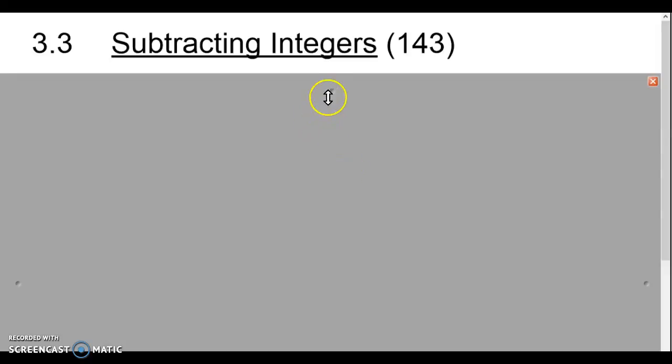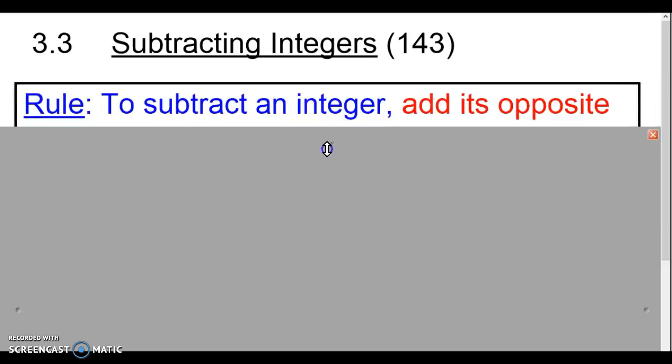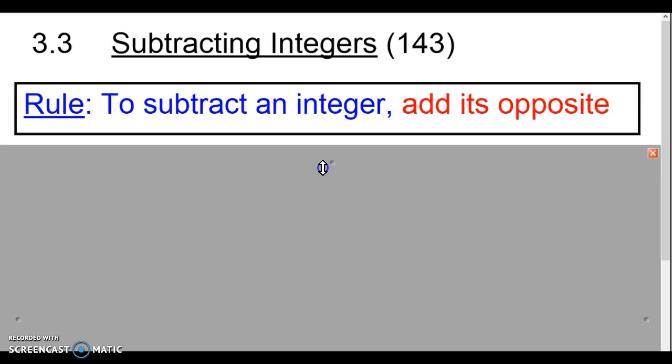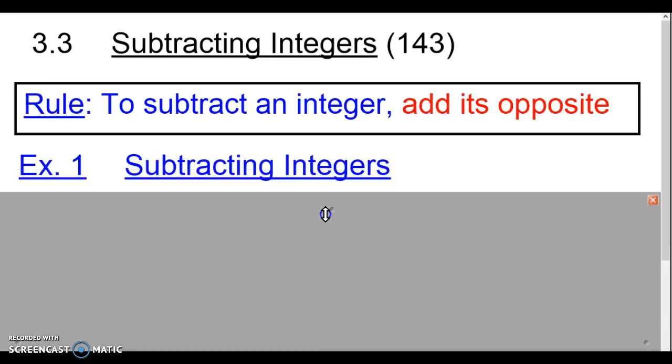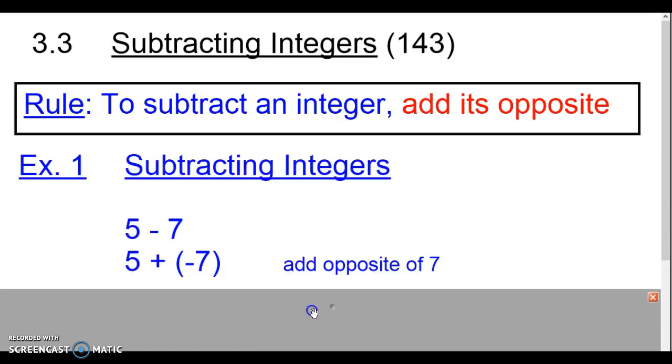Okay, so for today's lesson, we are going to be subtracting integers. And in order to do this, we need to remember all of our rules we learned yesterday for adding integers. So to subtract integers, you are going to add the opposite, or you're going to add the inverse. So let's look at what we have here.